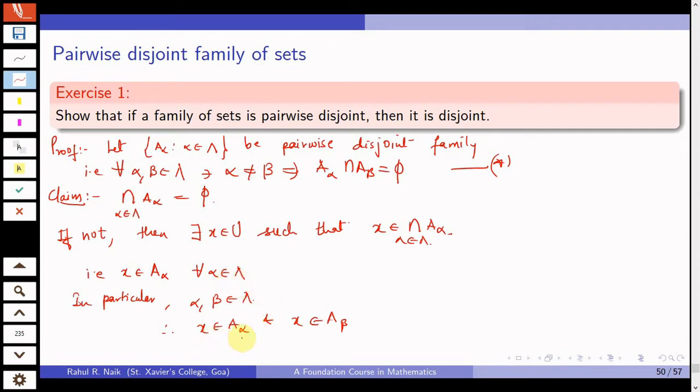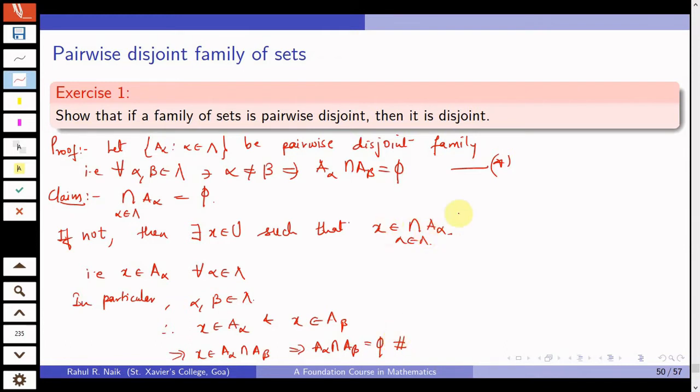So I have x is in A alpha and x is in A beta, so I can say that x belongs to A alpha intersection A beta. So this says that A alpha intersection A beta is non-empty. That's a contradiction to the fact that the given family is a pairwise disjoint set.